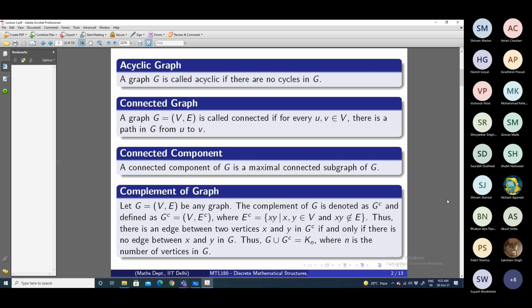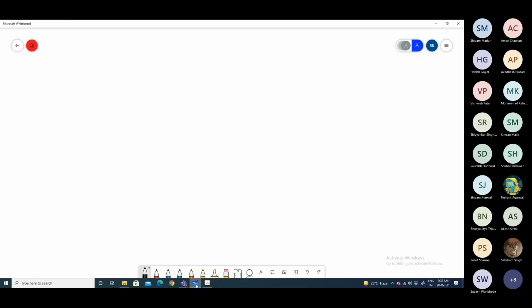So we start with acyclic graphs. What is an acyclic graph? A graph G is called acyclic if there are no cycles in G. So if you have a graph where there is no cycle, then it is called an acyclic graph. For example, suppose you have this graph. Now this is not acyclic, right? Because it has a cycle.